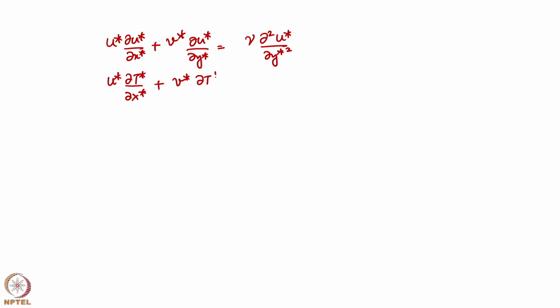u star du star by dx star plus v star du star by dy star is equal to nu d squared u star by dy star squared. Pressure gradient term I have not written. This one is u star dt star by dx star plus v star dt star by dy star is equal to alpha d squared t star by dy star squared. This is assuming dp by dx tends to 0, Prandtl number approximately equal to 1.